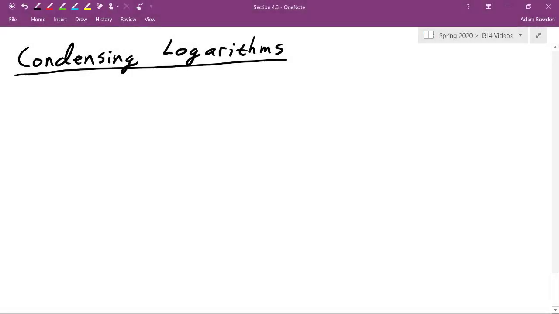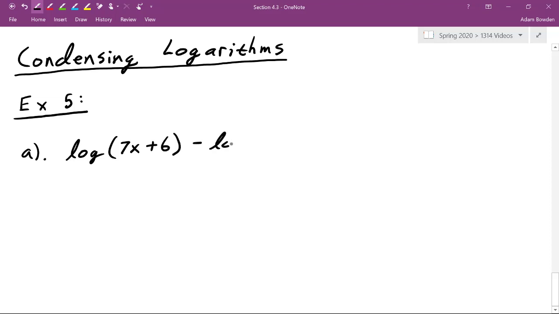Now sometimes, rather than expanding and breaking apart a logarithm into multiple parts, we want to condense them down into one thing. And so it kind of works in both directions then at that point. So let's work backwards from where we were in the last few examples by condensing a logarithm down into a single logarithm. The first one is going to be log of 7x plus 6 subtracted by log x.